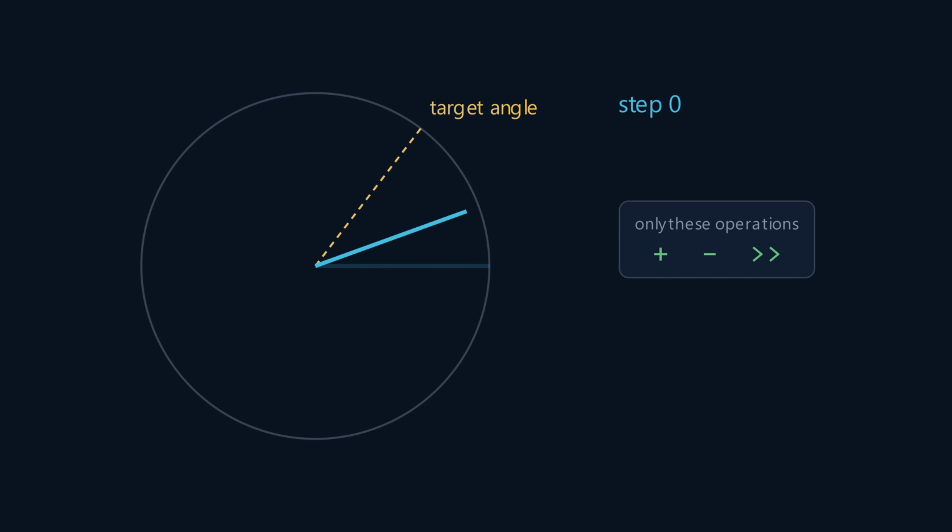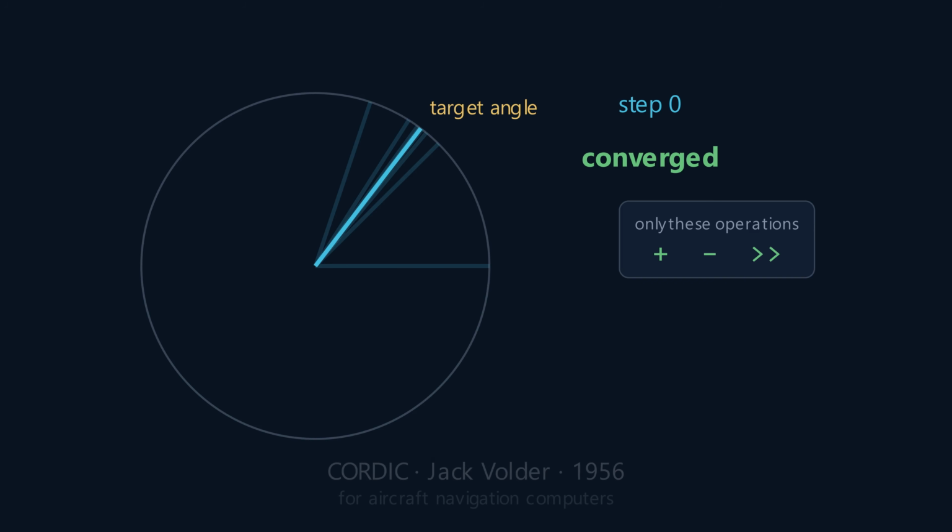Although in actual hardware, many devices use something even more elegant. An algorithm called SOH, invented in 1956 for aircraft navigation computers. It computes sines using nothing but addition, subtraction, and bit shifts, by rotating a vector in a series of ever smaller pre-computed steps until it lands on the angle you asked for.